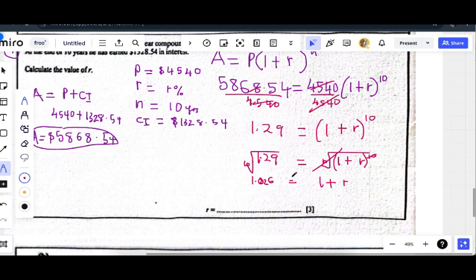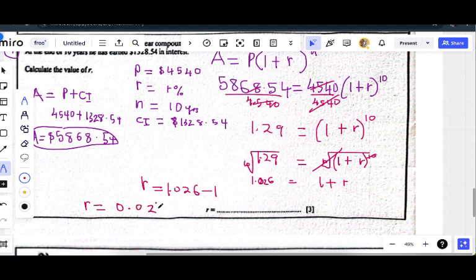So we subtract 1 from both sides. Subtract 1 from here, subtract 1 from here. Or you just move this one to this side and it becomes negative. So R becomes 1.026 minus 1. So R becomes 0.026, right?